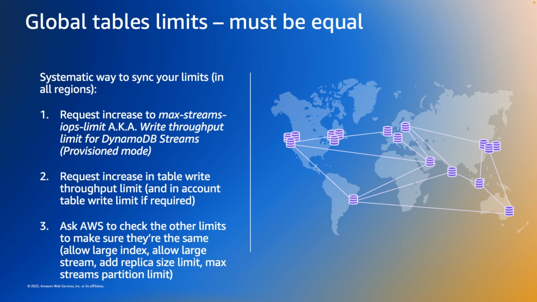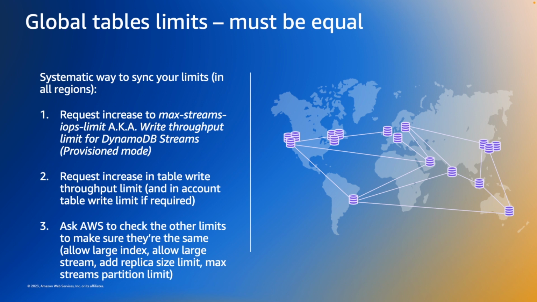Now, for your account limits in Global Tables, there's a few of them that must be synchronized, and you must do this in order. Order matters. The first thing you need to do is request a change to the max streams IOPS limit, also known in the Service Console as the write throughput limit for DynamoDB streams in provisioned mode. This limit must always be higher than your table write throughput limit.